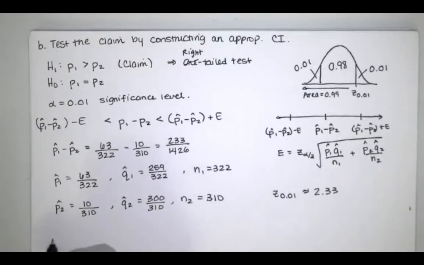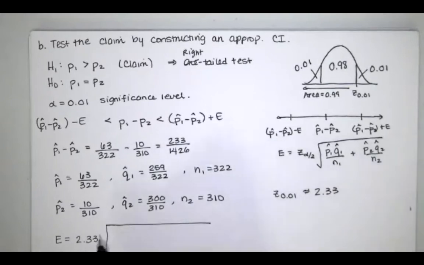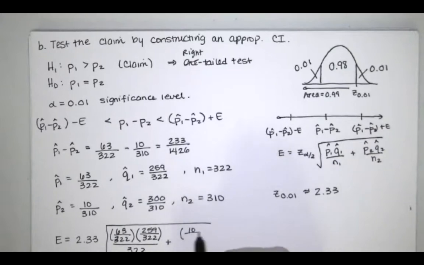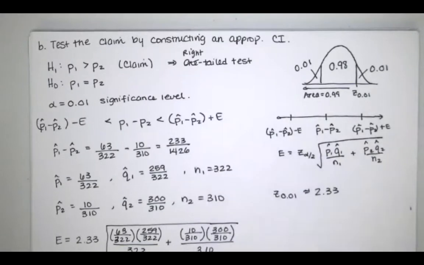So our error value, the margin of error, is equal to 2.33 times the square root of P1 hat times Q1 hat over N1, plus P2 hat times Q2 hat over N2. And then we evaluate this.